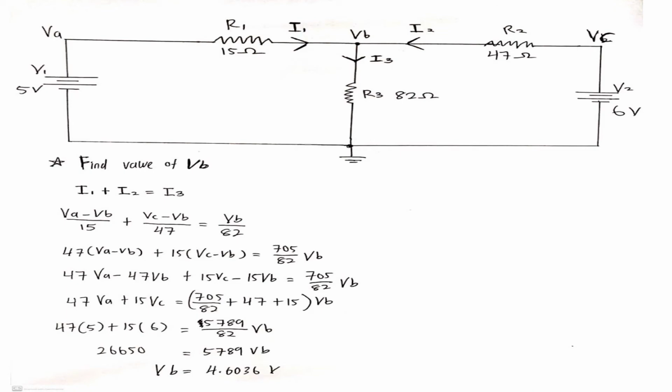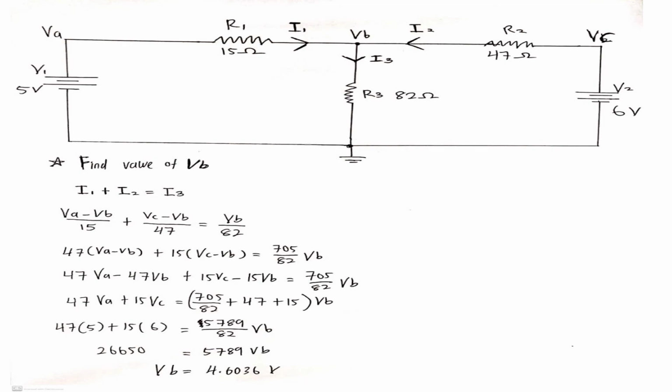And when we got VB, we can get all the voltage drops across all the resistors. For example, the voltage drop across resistor 1 is VA minus VB, which is 5 volt minus 4.6036 volt. And then the value that is left is the voltage drop across resistor 1.